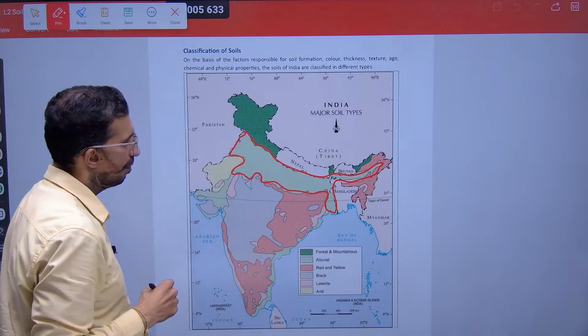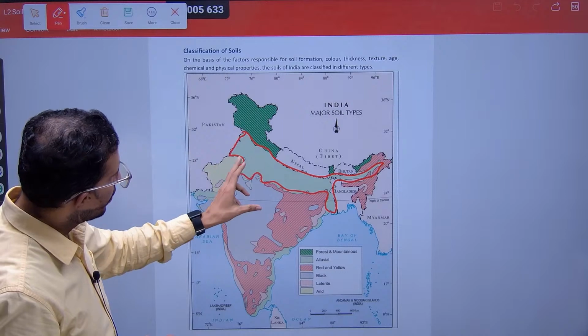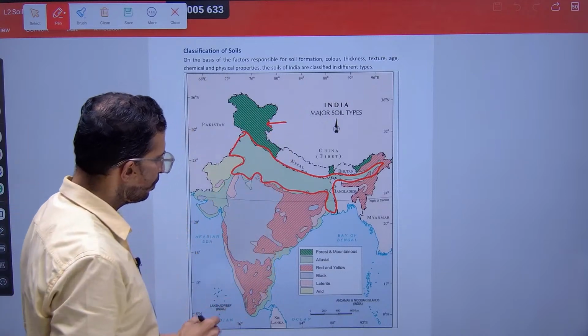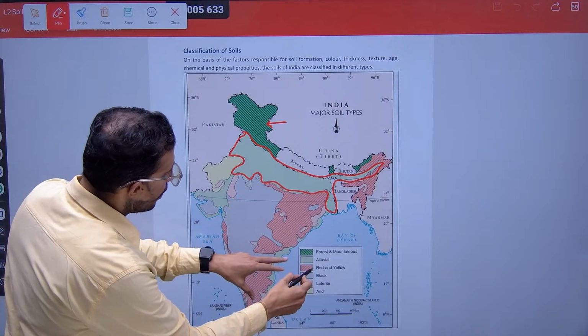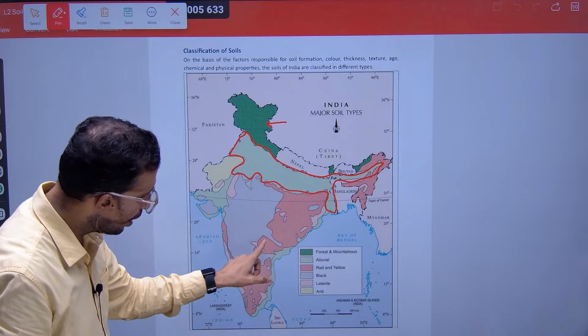See this one, the alluvial soil. First we will see the types of soils. The first one is the alluvial soil, then this one is the forest soil. This third one is the red soil. Red soil is represented in this color.